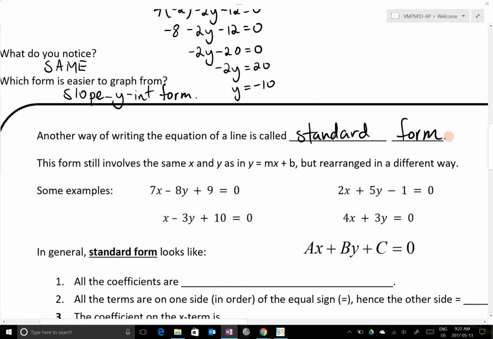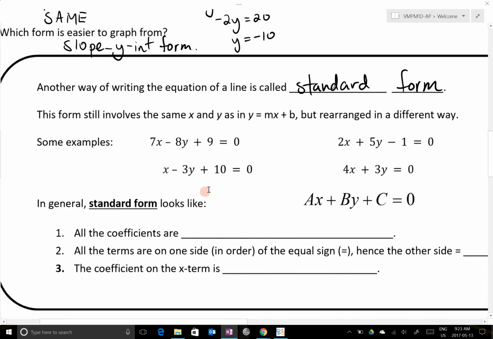Okay, so this form involves the same x and y as in y equals mx plus b, but we rearranged it in a different way. Some examples are like this. It's always going to look like where you have an x and a y all on the same side of the equation. Then you have your constant value at the end. And this constant value is not your y-intercept. It's not b. There's no m and b in here. It's just a different form of the equation.